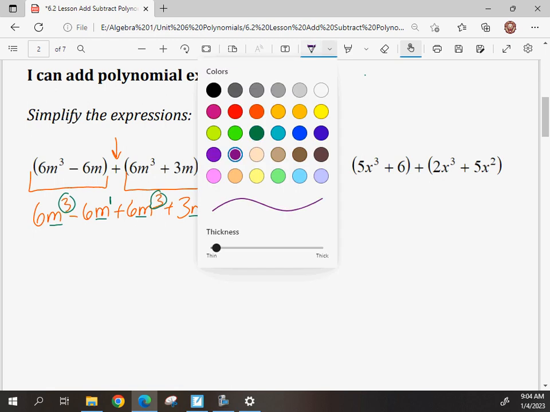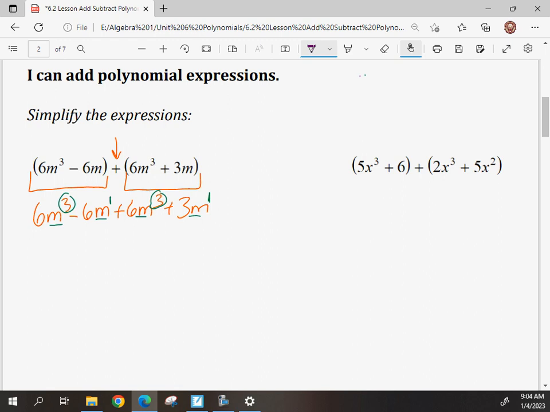So I can combine these terms that have the same base, the base is m, and that have the same exponent. Basically, what I'm saying here is we can combine terms that have the same power. Powers are the bases with the exponent. So I'm going to rearrange this so the terms that have the same power are next to each other. So I'm going to put my m to the thirds next to each other.